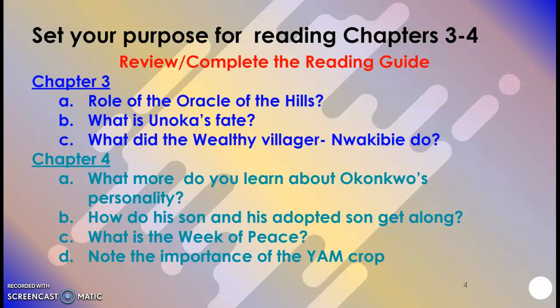It's a pretty good book and it's a very easy narrative to follow. As you get into chapter 3, the question about the Oracle of the Hills, what happened to his father Unoka, and what did the wealthy villager Wakibi do? Then in chapter 4, you learn a little bit more about his personality. Here you have a reference to his son and his adopted son, and also a reference to some of the cultural events that are happening with the Week of Peace and an environmental reference to the crops and the importance of the yam.